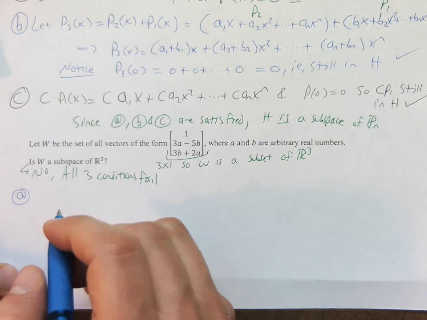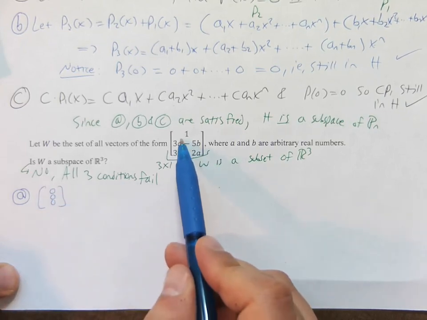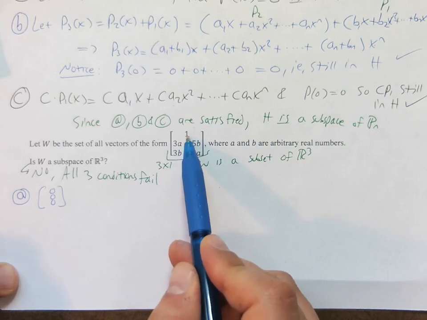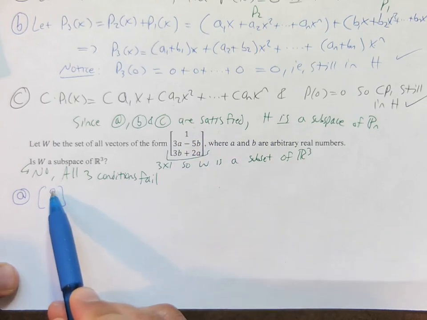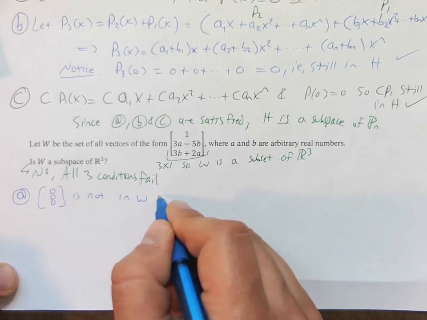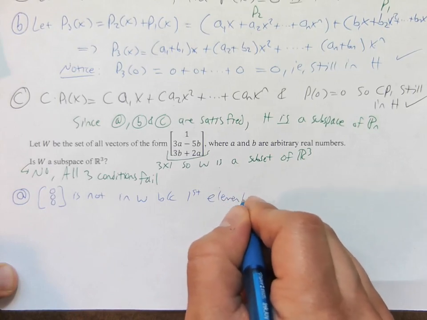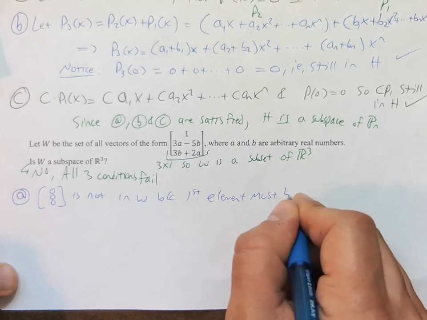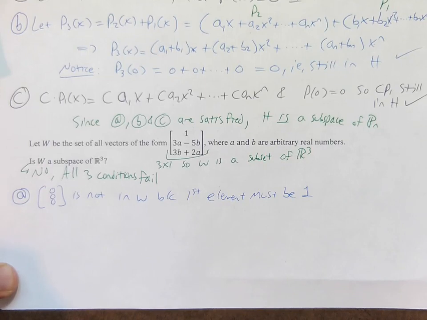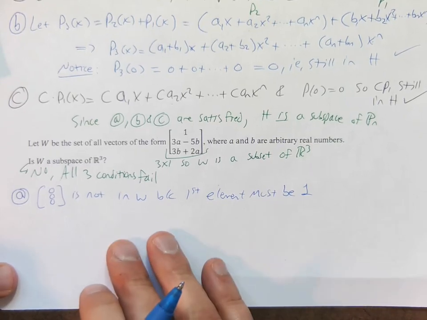So 0 is not in the space. So 0, 0, 0 is the 0 vector, right? But if this is specifying that the first entry needs to be 1, then we can never get the 0 vector. So 0, 0, 0 is not in W because the first element has to be a 1. And so A fails right off the bat. Let's talk about why B and C fail.